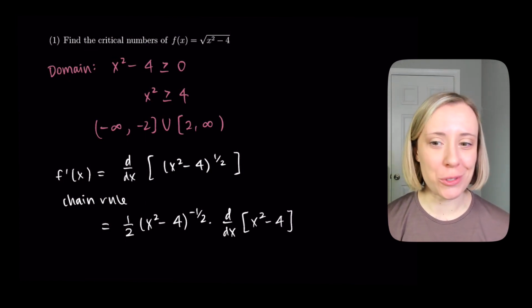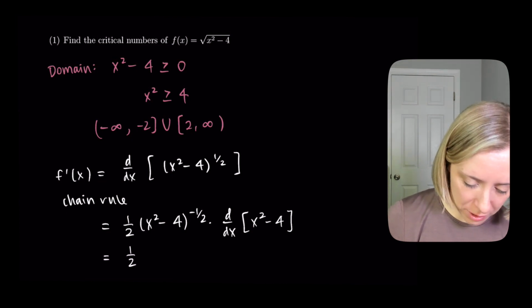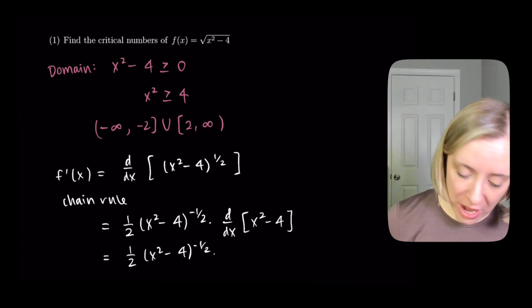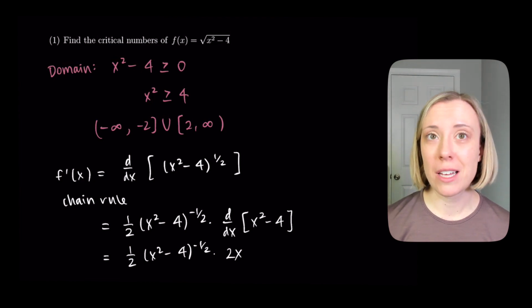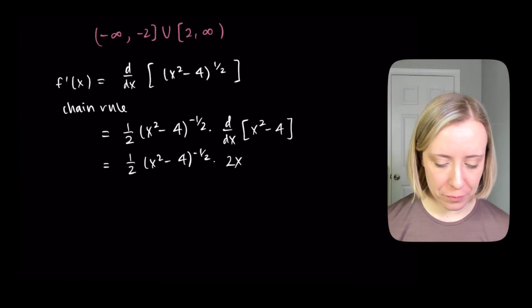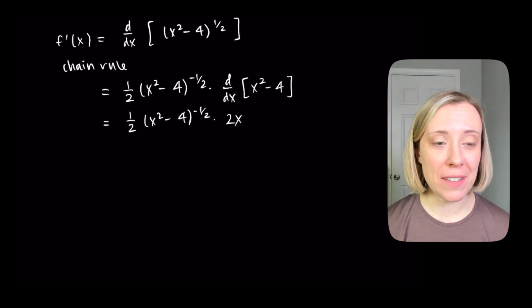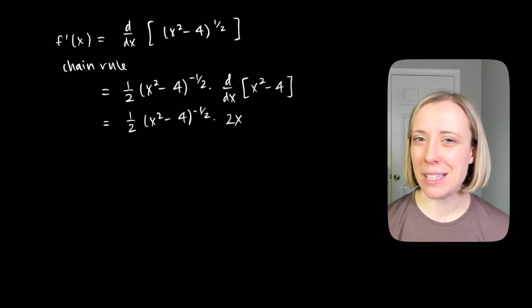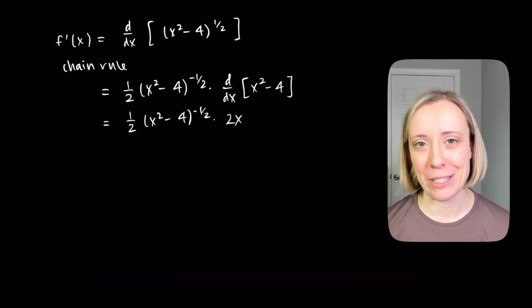Okay, so now let's do that derivative of the inside function. What I have so far stays the same, and then I multiply by that derivative, which is just 2x. The derivative of x squared is 2x, and the derivative of the negative 4 is 0. All right, so now we just need to simplify. We'll want to set this derivative equal to 0 and see where it's undefined, so we need a cleaner looking version of this to make it easier on us.